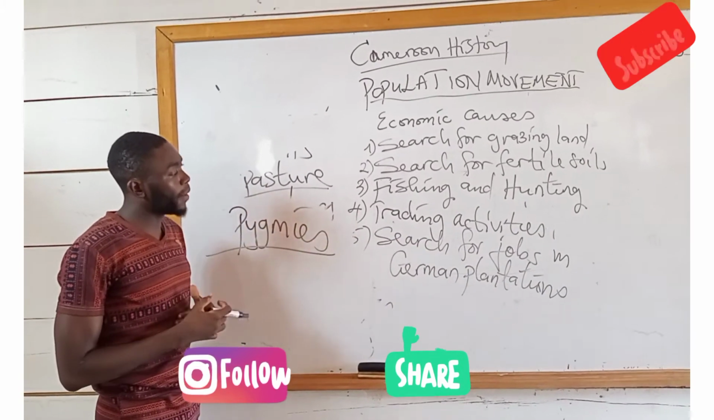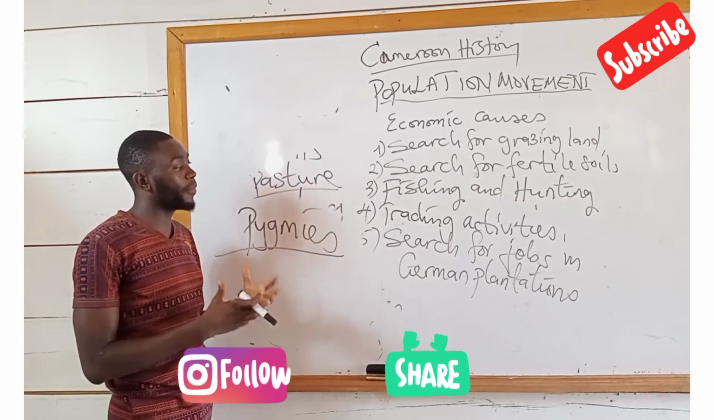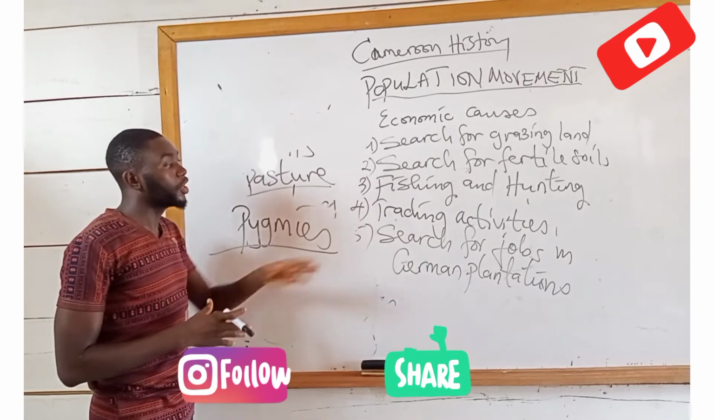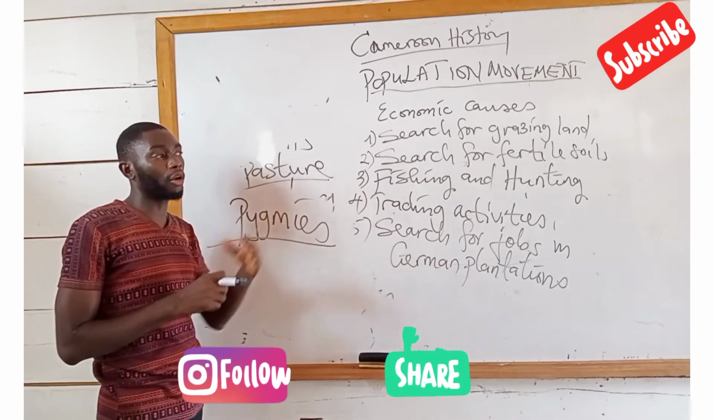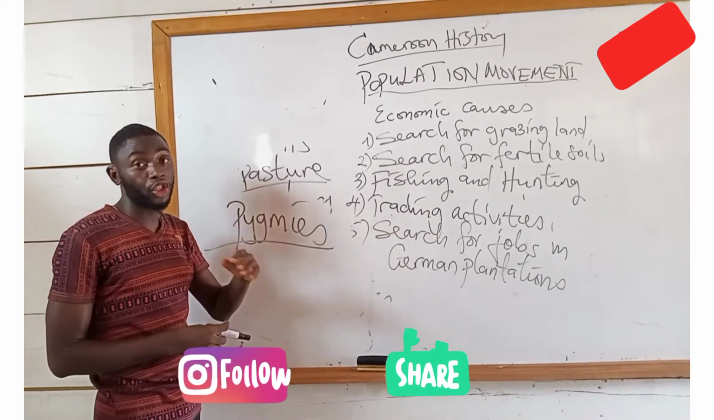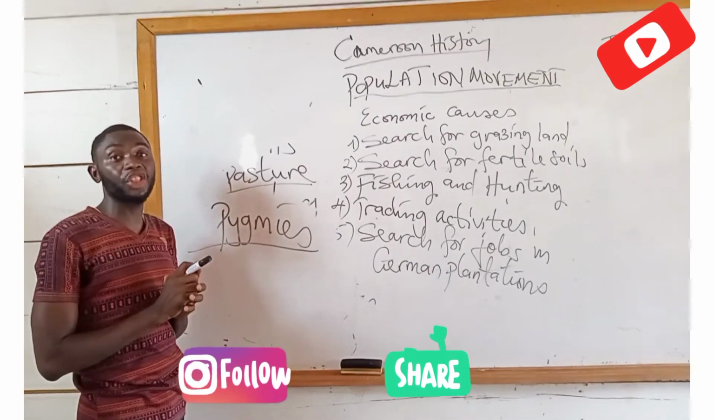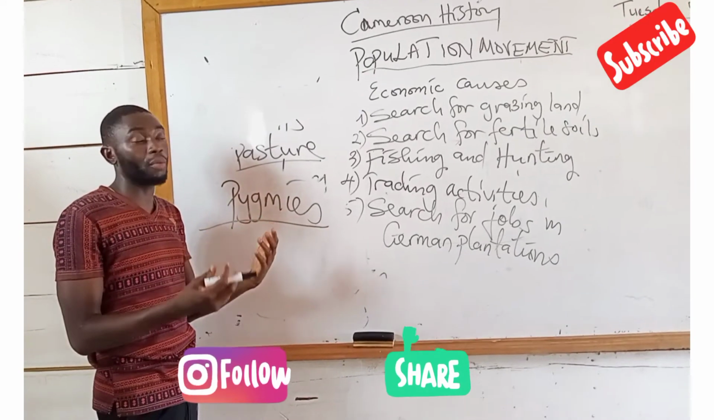Again, we talk about the fourth economic reason for population movement: trading activities. Trade also caused people to migrate from one part of Cameroon to another, and this trade in the 19th century was slave trade and legitimate trade. Slave trade was the buying and selling of human beings.